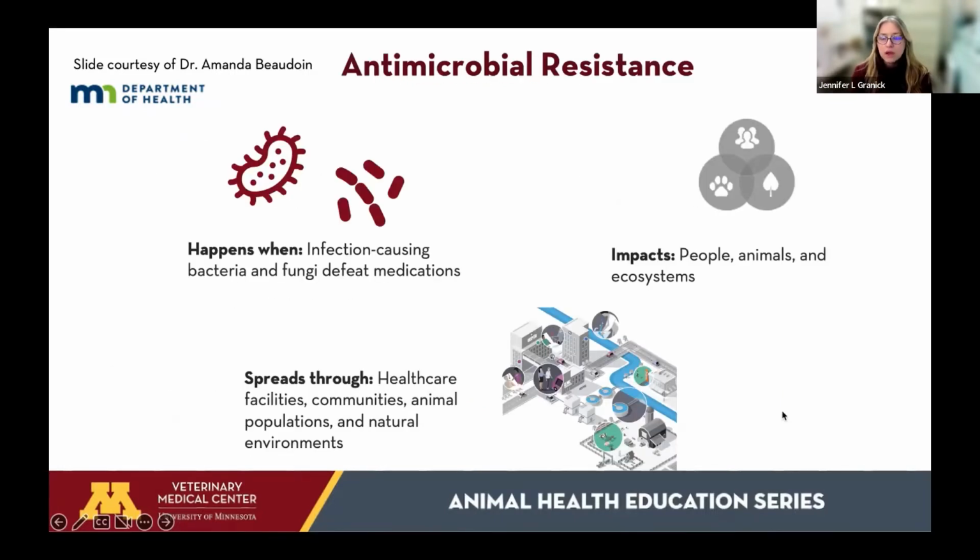And that's something called antimicrobial resistance. So antimicrobial resistance occurs when infection-causing bacteria or fungi defeat the ability of the medications to either kill them or slow their growth. So when those medications no longer work, we call that antimicrobial resistance. So those organisms have acquired or developed the ability to thwart the effects of the antimicrobial. When we talk about bacteria and antibiotics, sometimes I'll refer to that as antibiotic resistance.